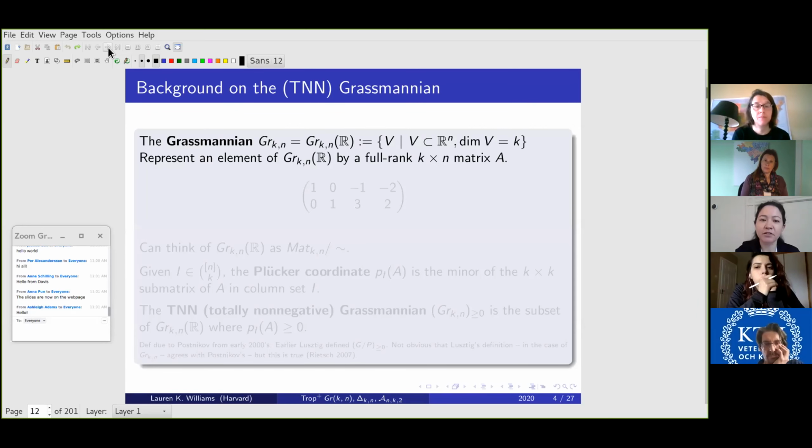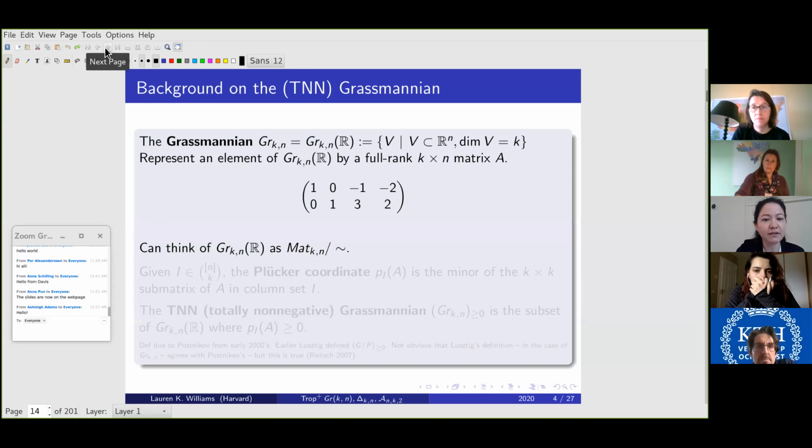Here's some background on the Grassmannian. The Grassmannian Gr(k,n) over the real numbers is the set of vector spaces of dimension k in R^n. As usual, I'll represent an element of the Grassmannian by a full rank k by n matrix, and the k rows together span a subspace. Here's an example of a full rank 2 by 4 matrix. Of course, two full rank matrices can span the same subspace, so we should really think of the Grassmannian as full rank k by n matrices modulo a GL_k equivalence.